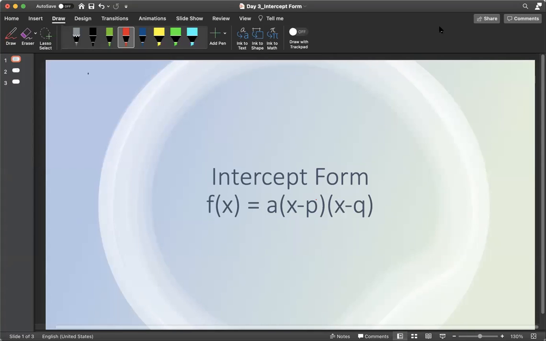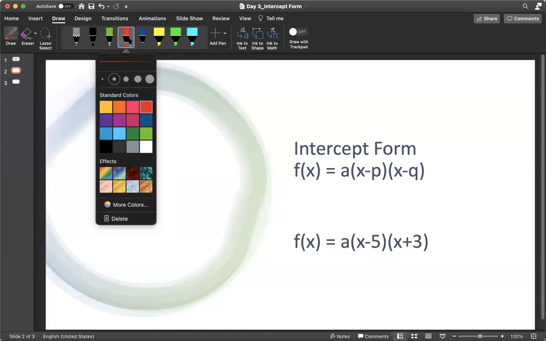Today we are going to go over intercept form. In the previous videos, we learned about standard form and vertex form, and this is our third form for a quadratic function. This is f of x is equal to a times the quantity of x minus p times the quantity of x minus q. So let's look at what these variables mean.